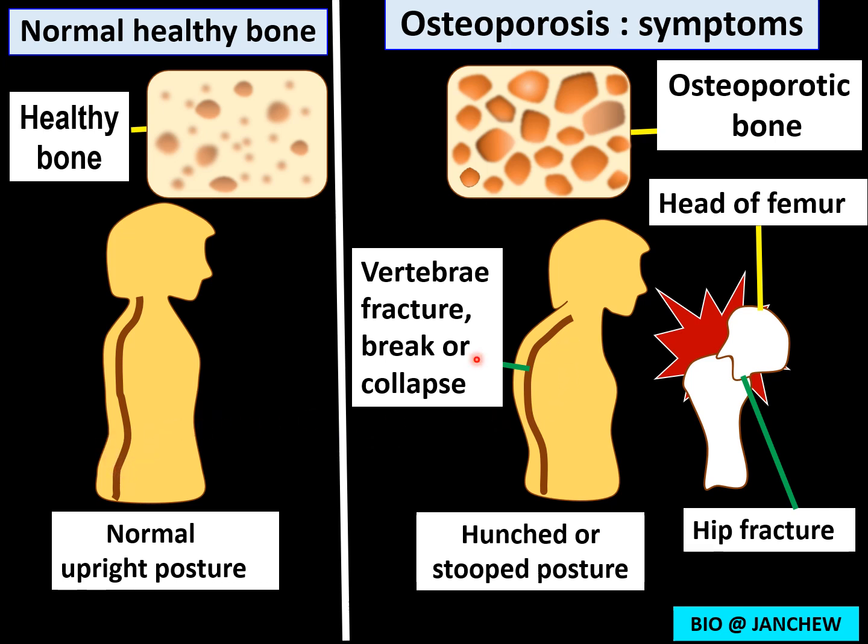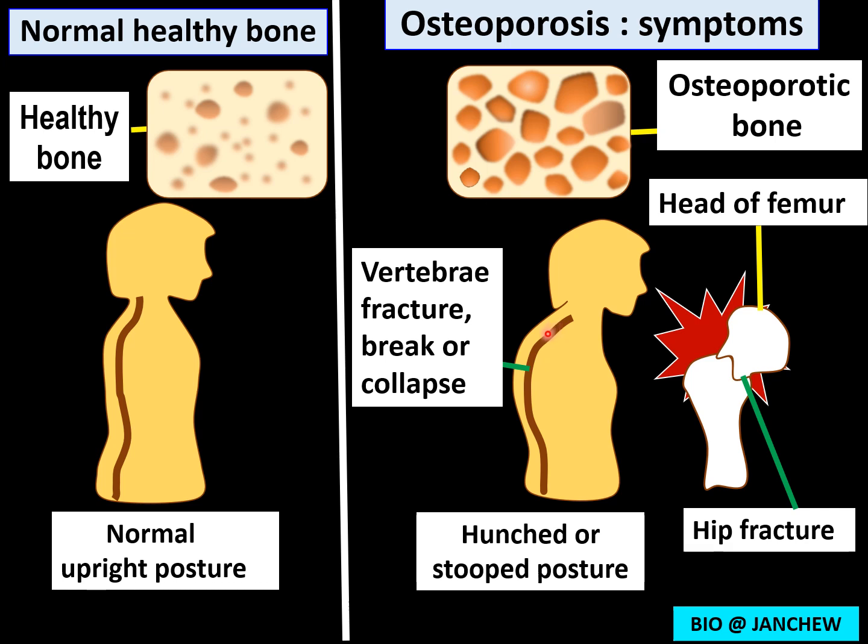But it could be the same person, the same woman in the later years. Okay, when osteoporosis occurs, the person may then have a hunched appearance or a stooped posture. In Malay, we call it bongkok. And the reason is because the tiny bones at the back, which form the backbone, these are the vertebrae, could have fractured or broken or collapsed, or they could have become compressed until it forms the hunched posture.